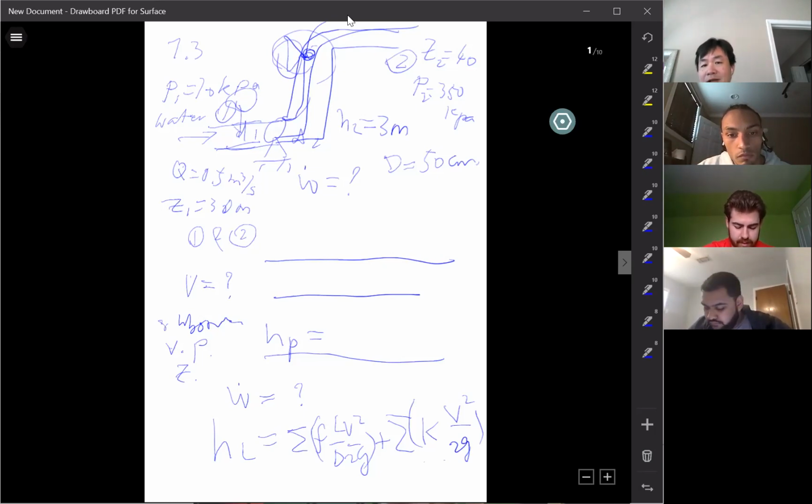Think about which velocity goes through your component. Then it causes the loss due to that velocity and the K. Okay, does that make sense, Patrick?